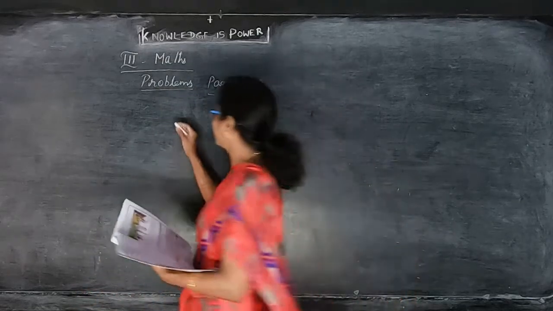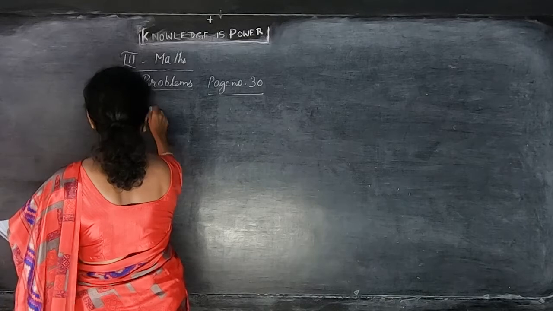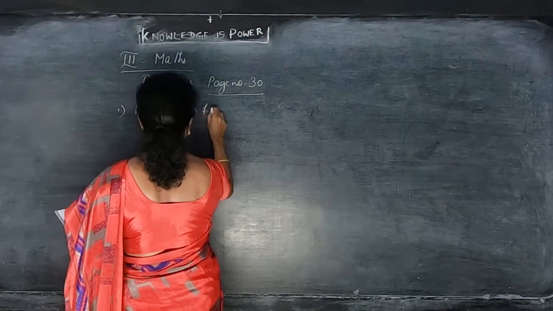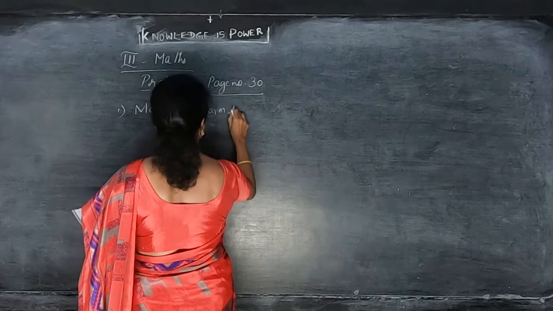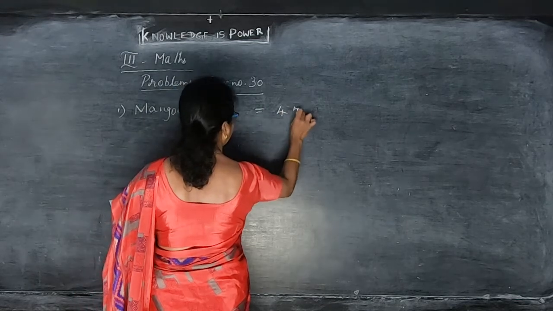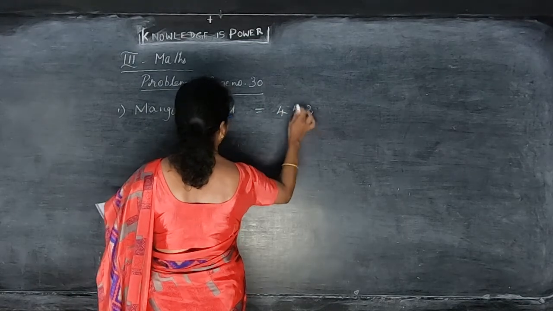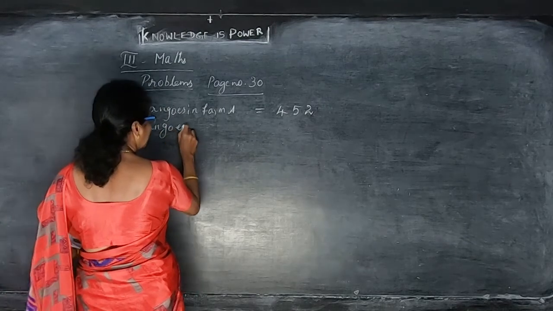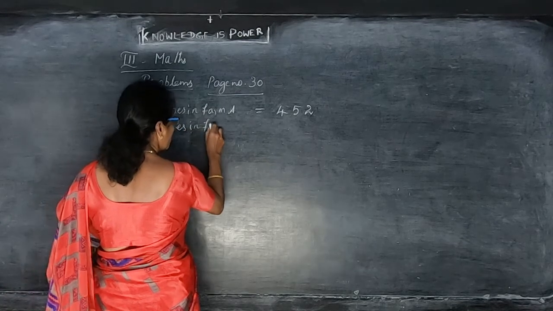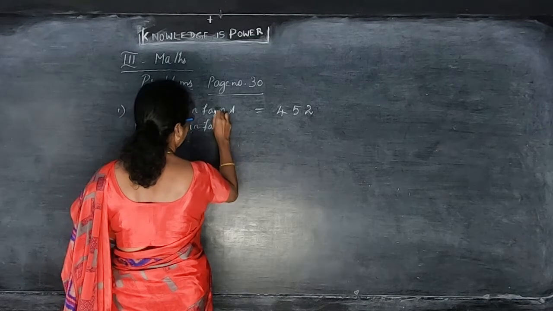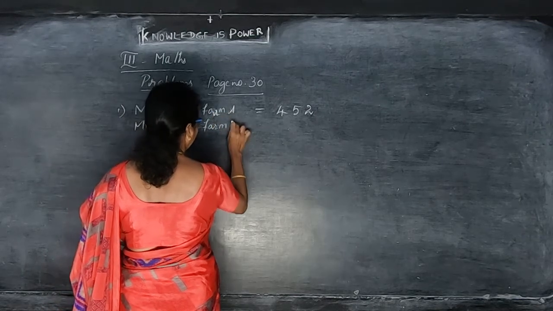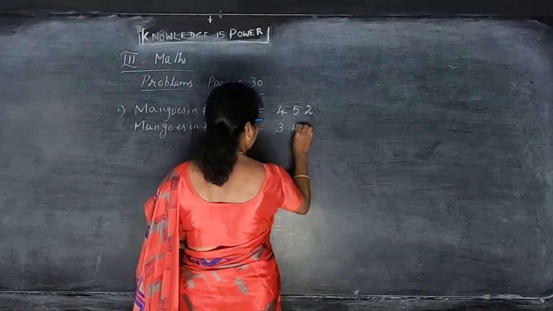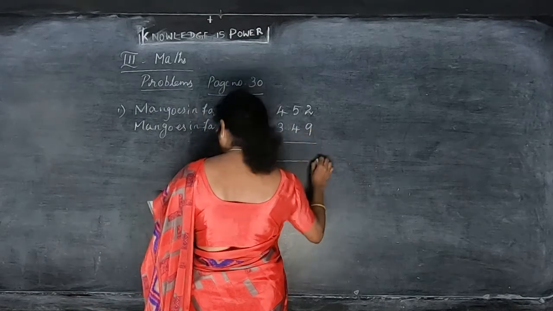So you can write the statement. First one, mangoes in form A. That is equal to 452. I told you already you have to give some gap and write. Mangoes in form B. So you can write the statement as short as possible. However short you can write it, you can write it. Form B, that is equal to 349. So find the total number of mangoes.